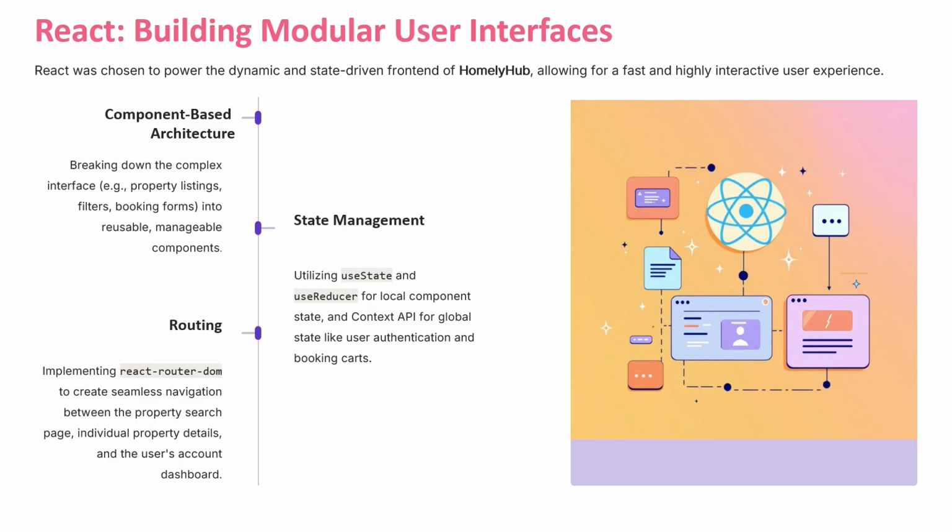to create seamless navigation between the property search page, individual property details, like the descriptions, the maximum number of guests, the price per night, the images, and the location of the property, and the user account dashboard. So that is the main feature of React that we used in this project.